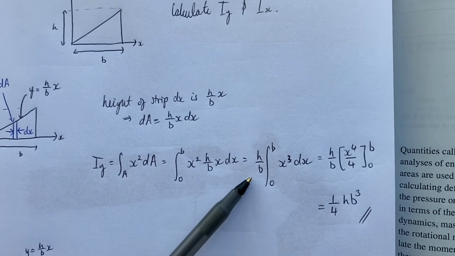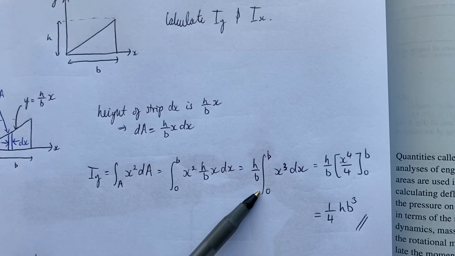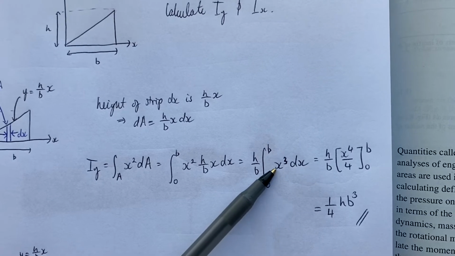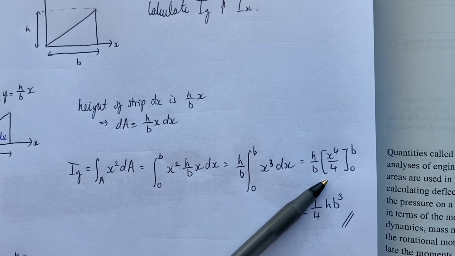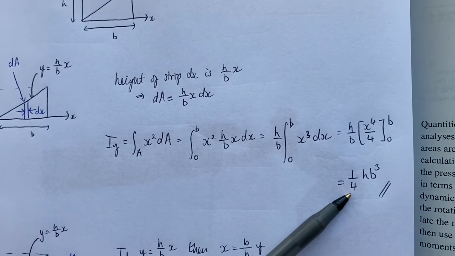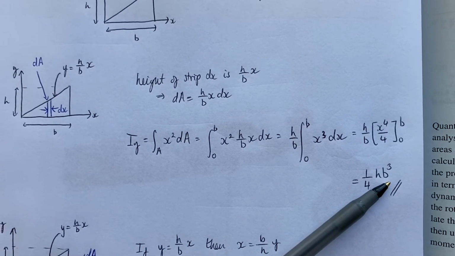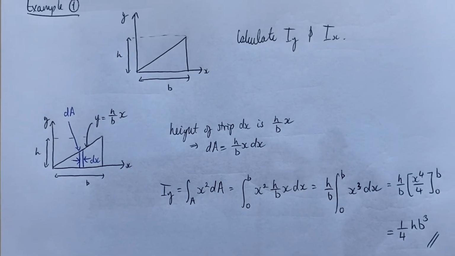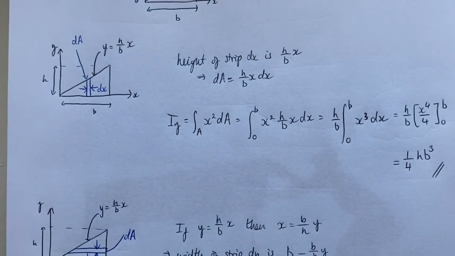So what I've done here is I've just taken h over b, which is a constant, out of the integral, tidied it up a little bit, and then integrated x cubed with respect to dx to get x to the 4 over 4, and then plugging in the values 0 to b into there, I should get a quarter hb cubed. Okay, so that deals with the moment of inertia about the y-axis. So what about the x-axis?